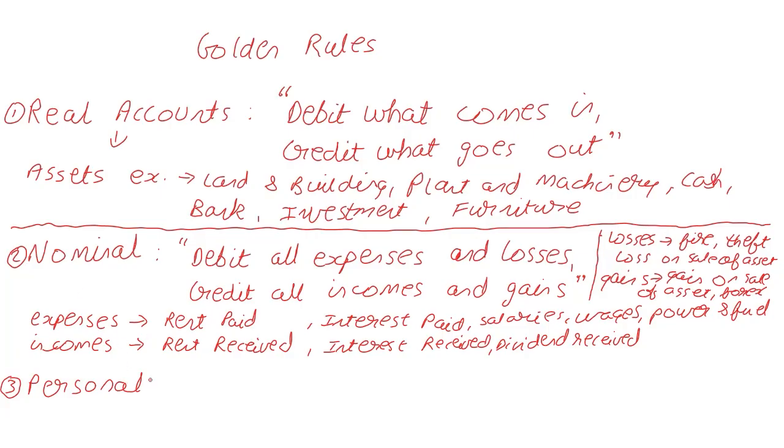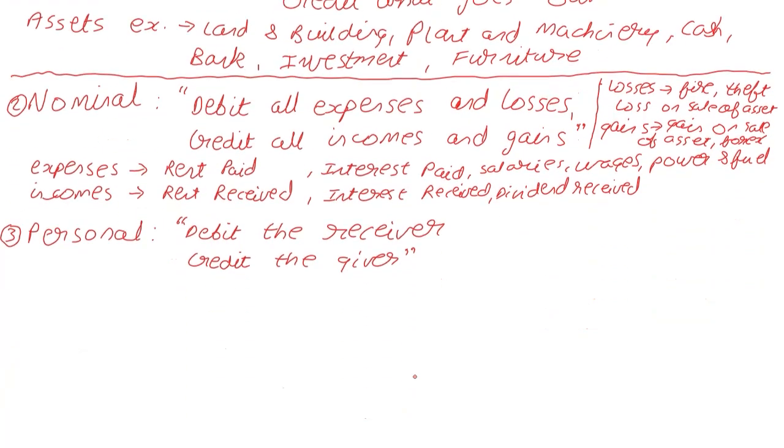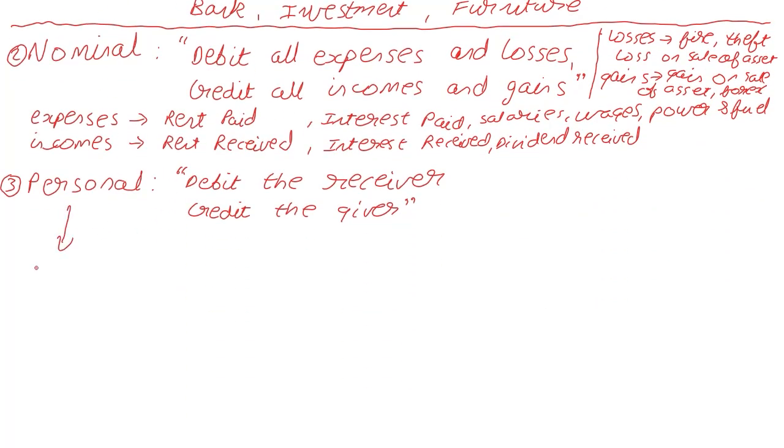Now, when we think about the personal account, the rule is debit the receiver and credit the giver. And as the name suggests, personal accounts are to do with people, to do with entities. All right, so under people, who all would be there?